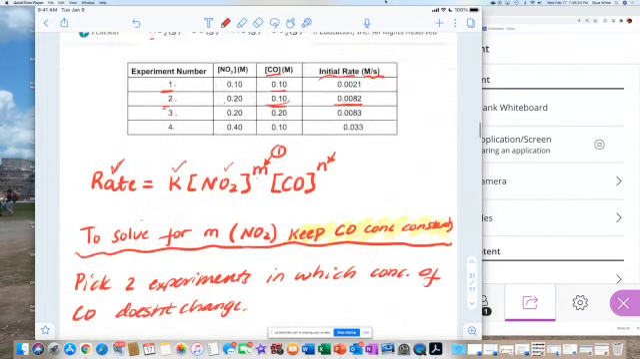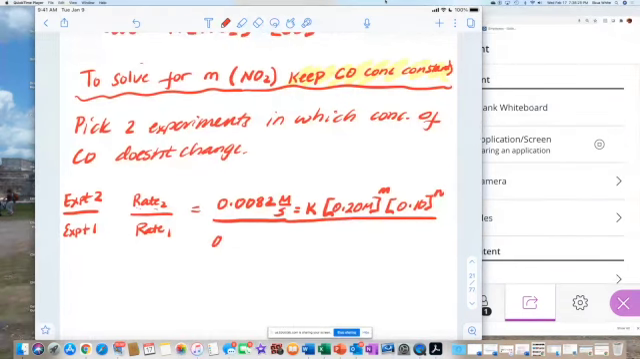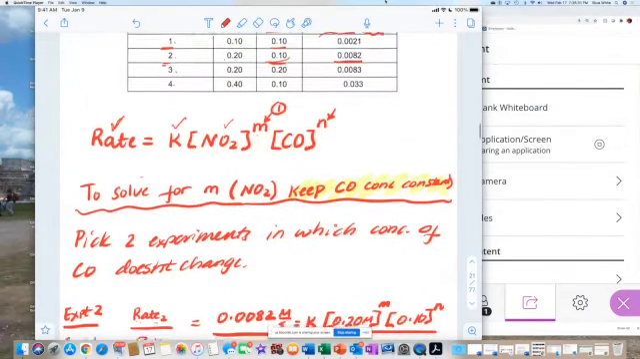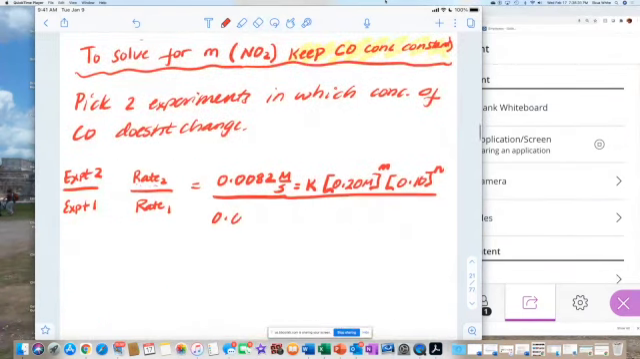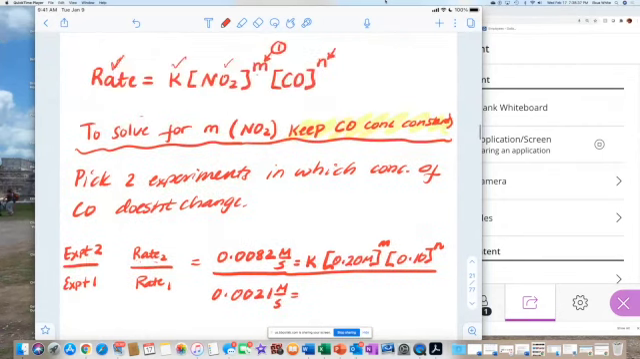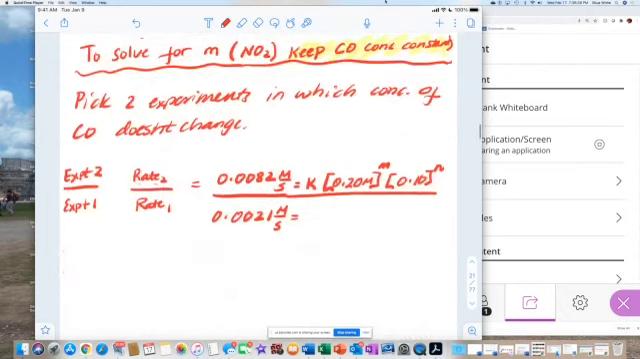What is that? 0.021. Wait, is it 0.021 or 0.0021? You need to copy those correctly. Don't be like me. Do better than me. Go out there and do better. 0.0021, also molar per second. I don't know what k is, but k is part of that rate law.